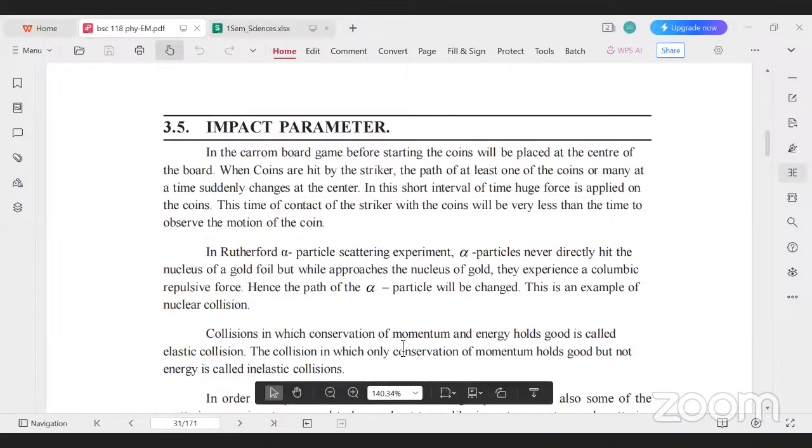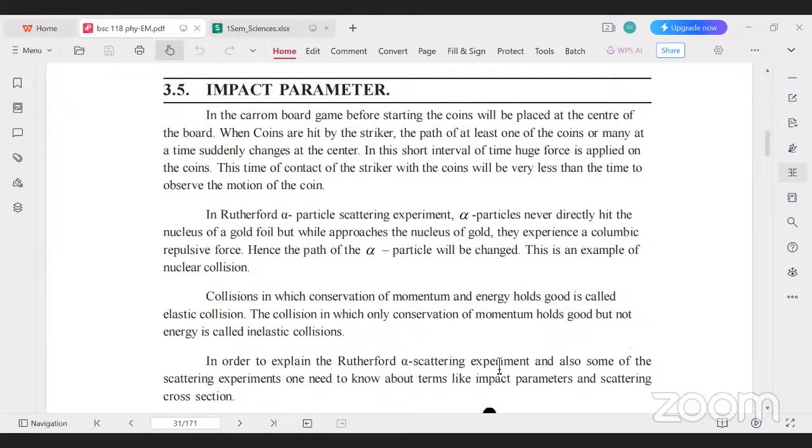Collisions in which conservation of momentum and energy holds good are called elastic collisions. The collisions in which only conservation of momentum holds good but not energy are called inelastic collisions. So we have different types of collisions. Some may hit, some may not hit. So how and when, that is what they have studied in much depth.